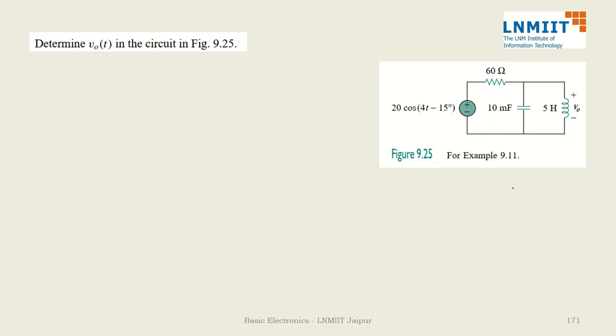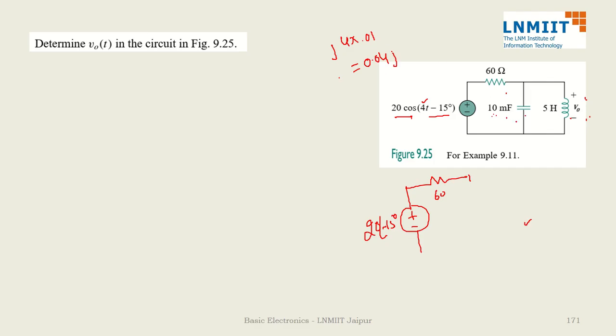Here is a circuit now. We are asking what is the output voltage across this inductor. There is RLC and this is my input. So we say fine. Here I am going to have the phasor. The phasor of this is 20 angle minus 15. R will remain the same. What is omega? Omega is 4. j omega L is 4 into 10 milli, which means 0.1j, that means 0.04j.